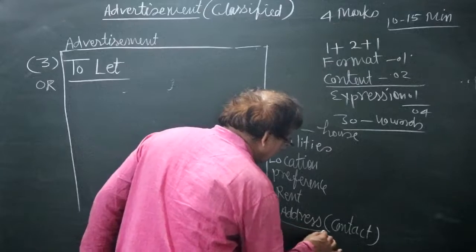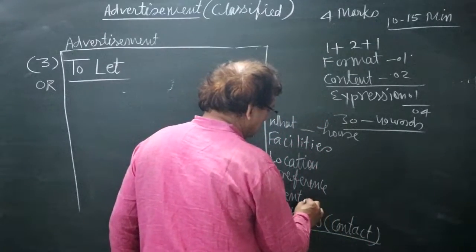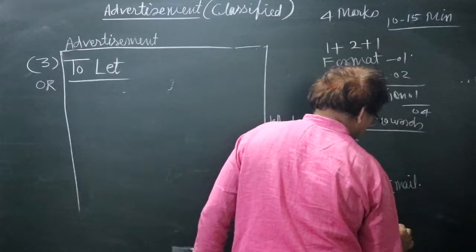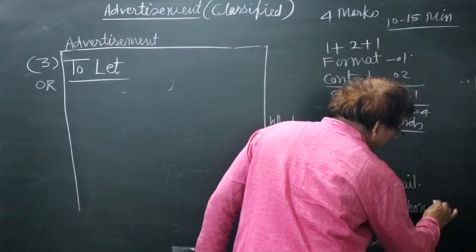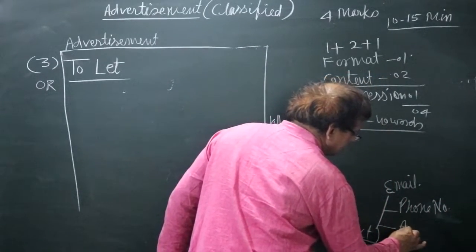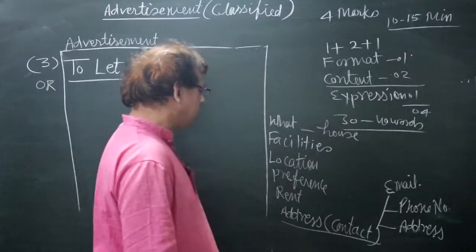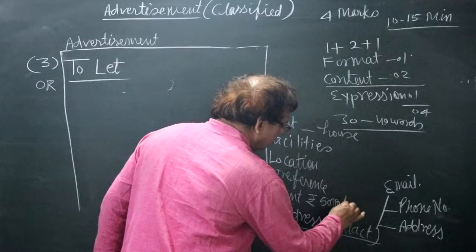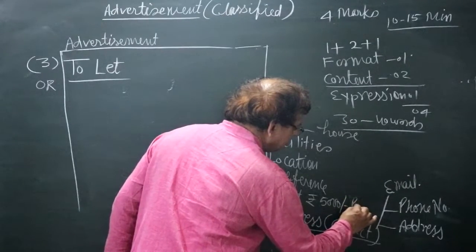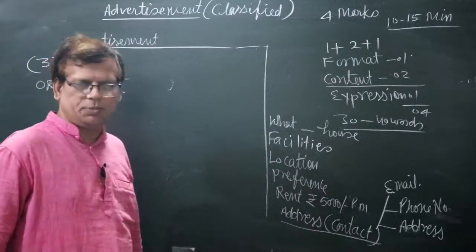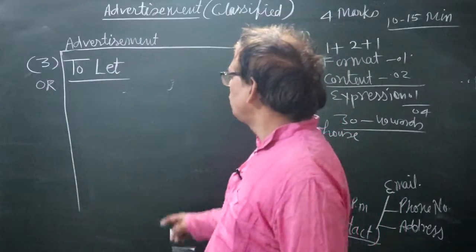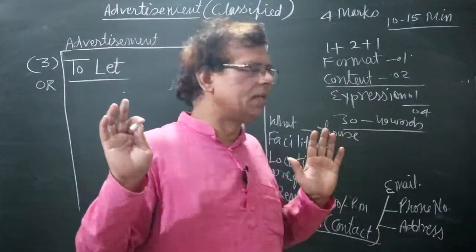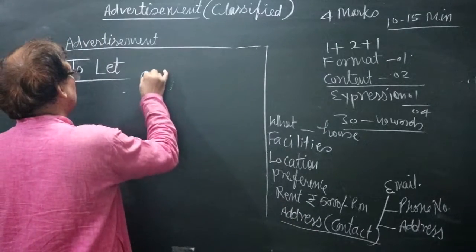This contact includes email address, phone number, and address. Rent: rupees 5,000 per month, and we also write but negotiable. Now let us discuss. To let, I've already said the Hindi of this word to let is किराए के लिए खाली है. What is to let? A house. To let a house.